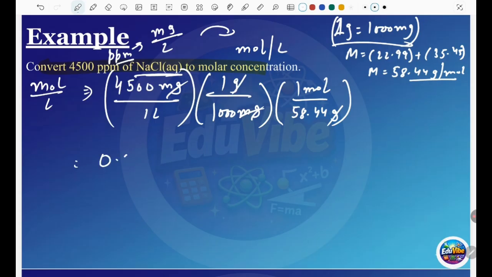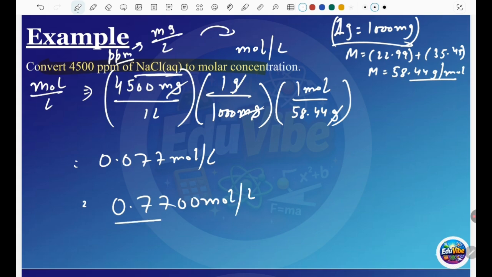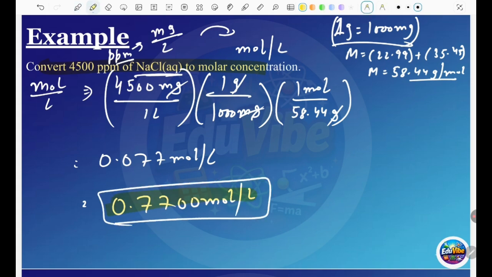So we get 0.077 moles per liter when you calculate all this. Basically 0.07700 moles per liter. You want 4 significant digits. Make sure about the significant digits. Significant digits are very important. We have 3 significant digits in the question, 4 in the question, so we are left with 4 significant digits. The things after the decimal, that's your significant digits. This is 4. So that's how you can do the conversion from ppm to moles per liter.